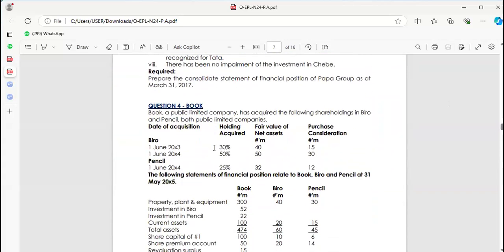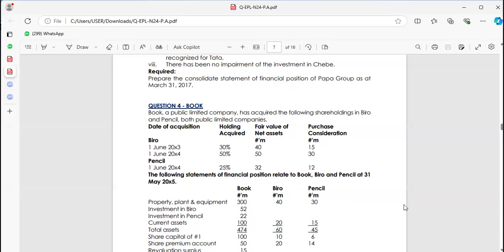On 1st June 2003, 30% at the cost of 15. On 1st June 2004, 50% at the cost of 50. If you read throughout this question, you will not see the fair value of the previous investments. He acquired 30% on 1st June 2003. A year later, 1st June 2004, he now has 50%. What is the value of this 30% on this date? You will not see the fair value of the previous investment.